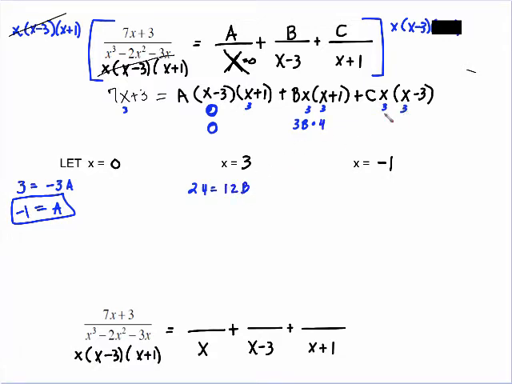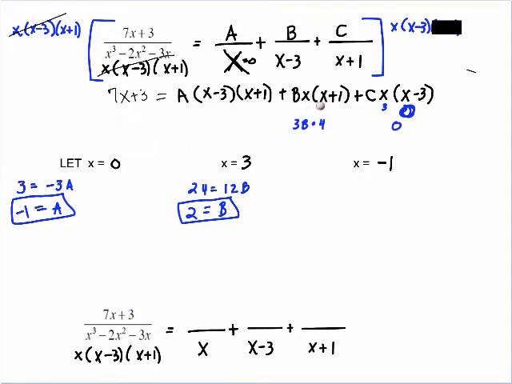Let's see what happens over here. If I put 3 in over here, 3 minus 3 is 0. 0 times the rest of this is 0. So the C part has canceled out. I have a simple equation right here, 12B equals 24, or B equals 2. And then I need to erase and do all of that again.